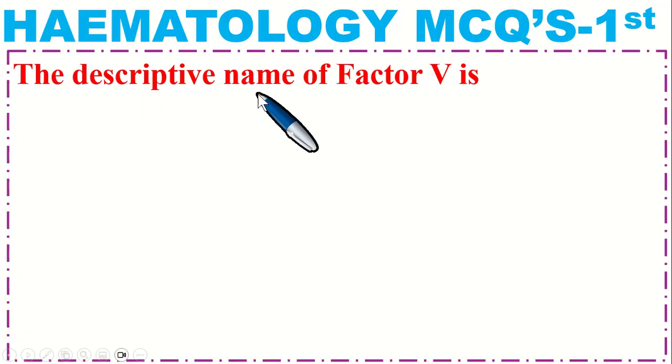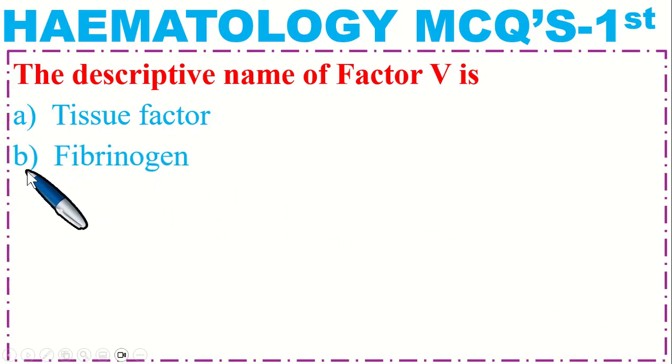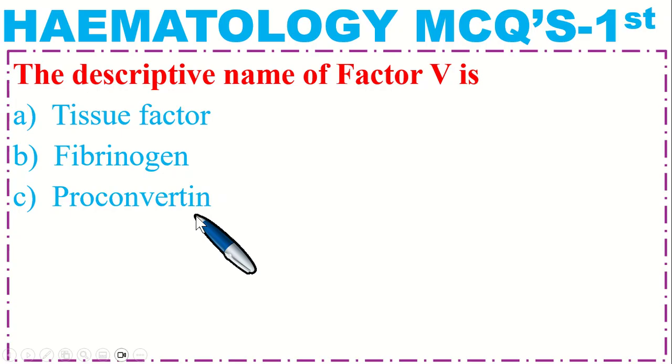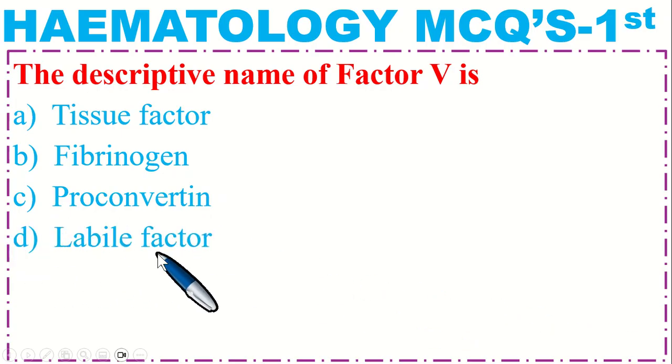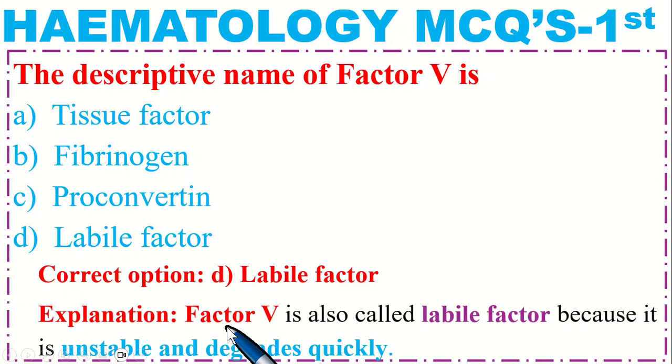The descriptive name of factor 5 is: option A, tissue factor; B, fibrinogen; C, prochondroitin; and option D, labile factor. So the correct option is D, labile factor. Explanation: factor 5 is also called labile factor because it is unstable and degrades quickly.